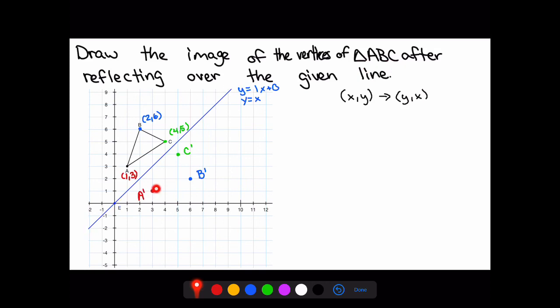Now again, I just need the vertices. I do not need the actual lines connecting them. The vertices are all you need for these types of problems.